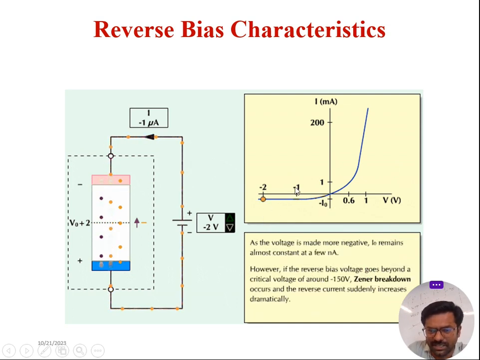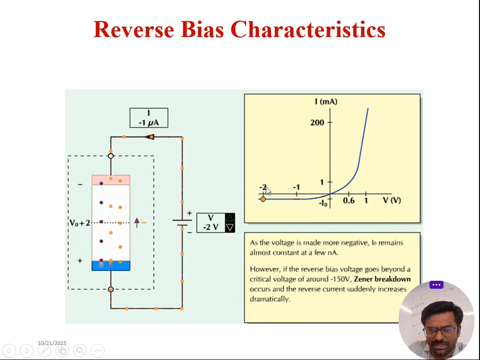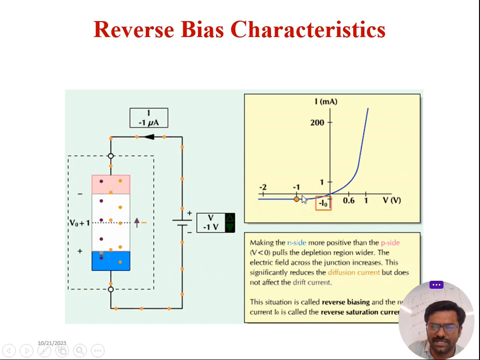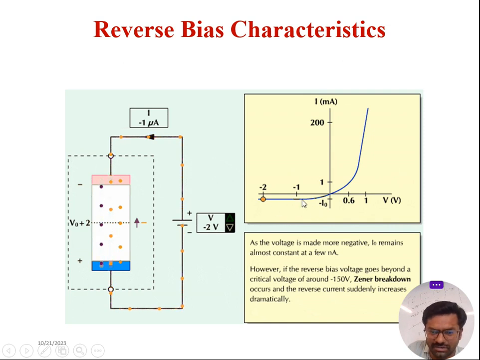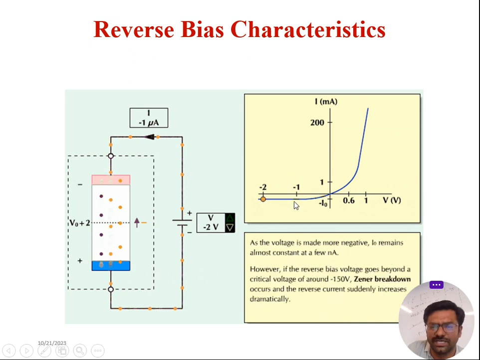Whenever we apply minus 1 volt, my output current is minus 1 microampere. Whenever I apply minus 2 volt, my output current is still minus 1 microampere. As a part of which, during a reverse bias condition, the characteristics lie in the third quadrant, and there is a constant, very small current, 1 microampere, flowing in a reverse bias condition.